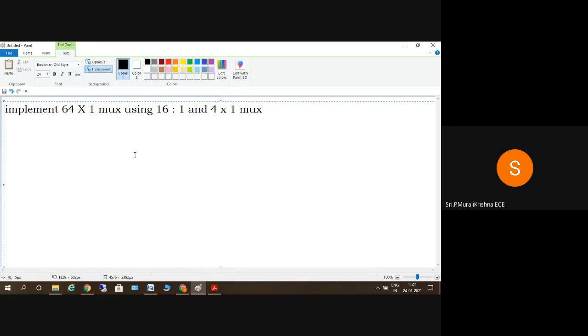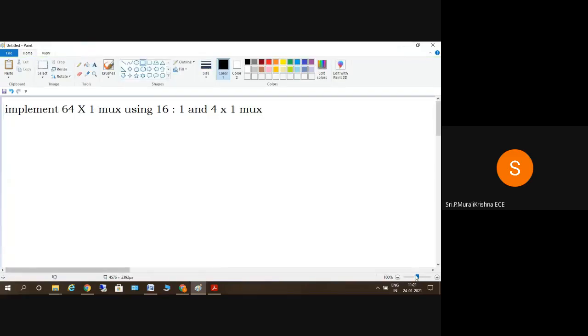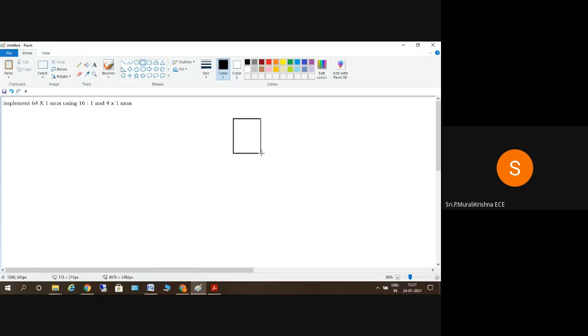Okay, so 64:1 using 16:1, so we have to use 4 16:1 multiplexers. The same case: 1, 2, 3. So 64 is 2 power 6, so we need 6 selection lines here. The first multiplexer has inputs from I0 to I15. So each one has 16 inputs here.